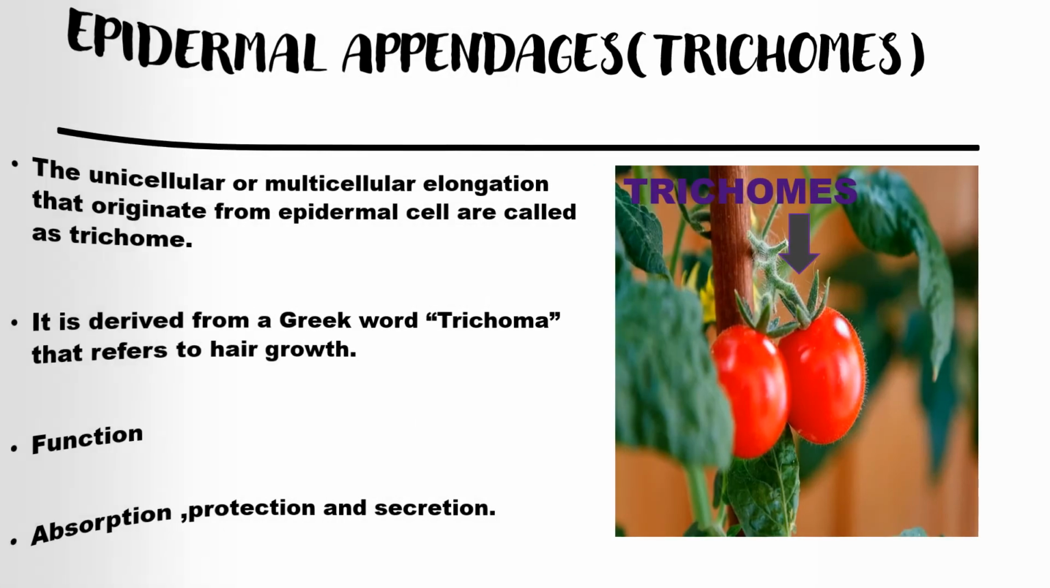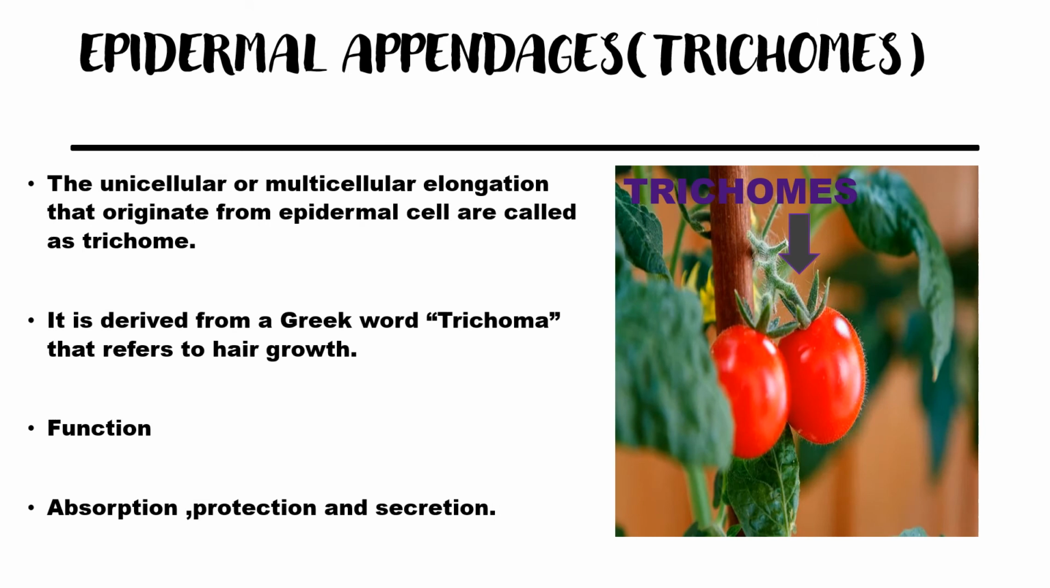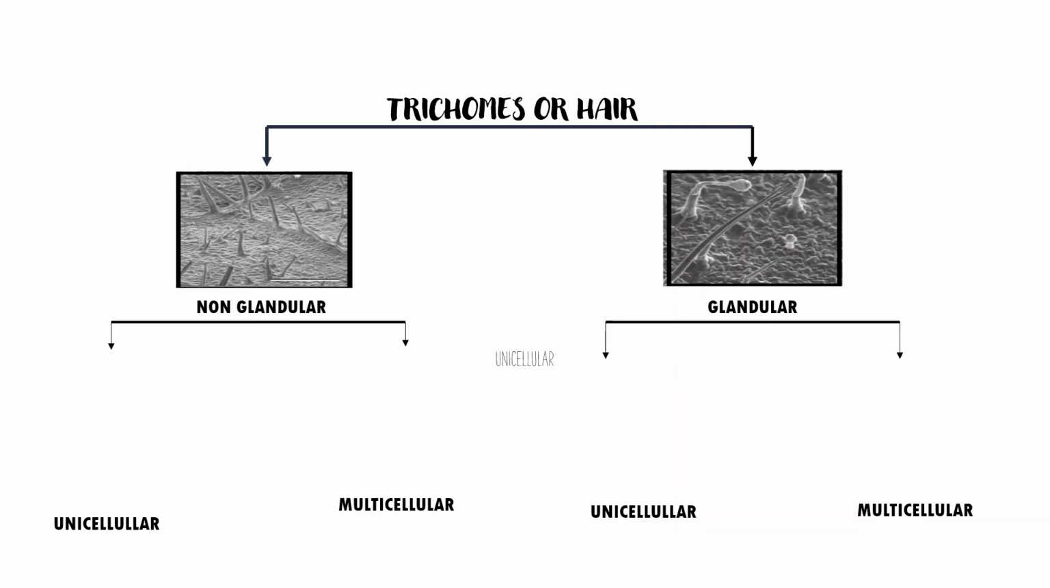Epidermal appendages or trichomes. These are unicellular or multicellular elongations which originate from epidermal cells. Trichome is derived from a Greek word trichoma, which means hair growth. So trichome is also called hair. Function of this is absorption, protection and secretion. Let us look at the trichomes in detail.